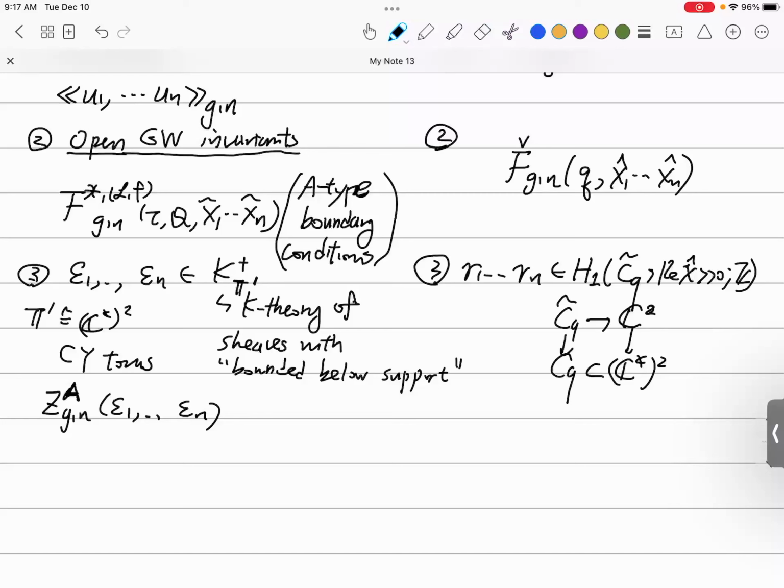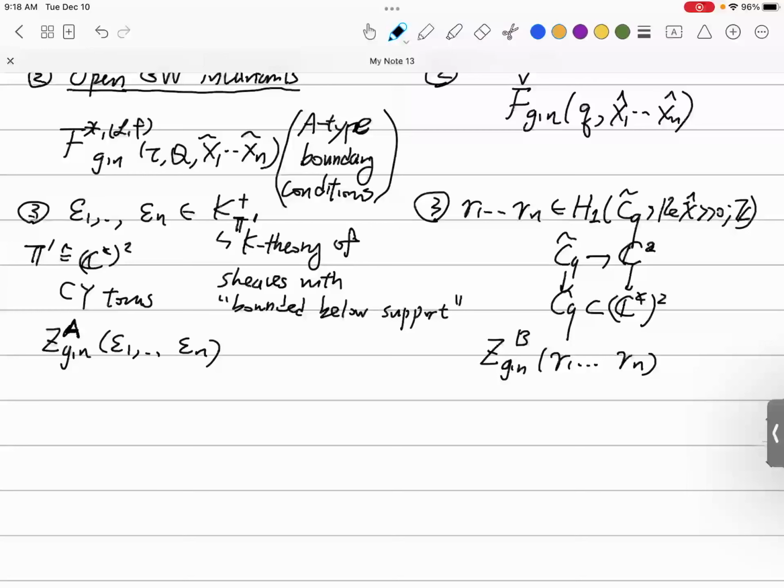Now on the B model side, these gamma_1 to gamma_n are just represented by real one-dimensional curves in this cover of the mirror curve. So they are in particular Lagrangian cycles in C tilde Q. This is given by the following. Oh, I need more space. So on the B model, for the third case, to state our version of the remodeling conjecture with descendants, on the B model side we insert these A cycles.